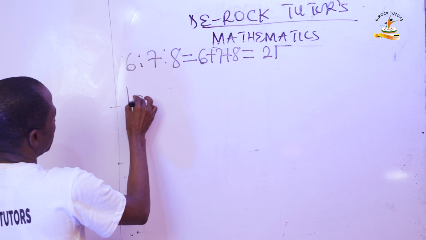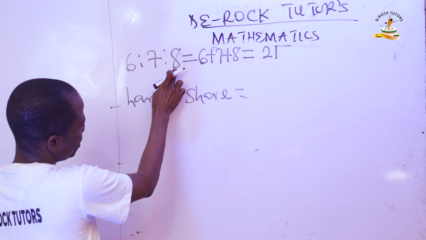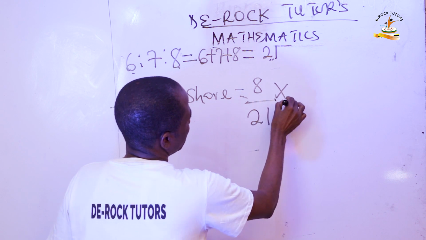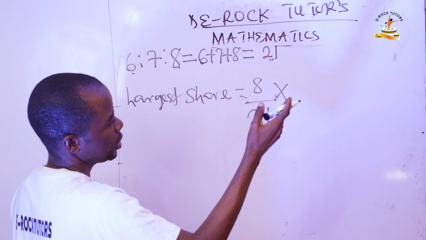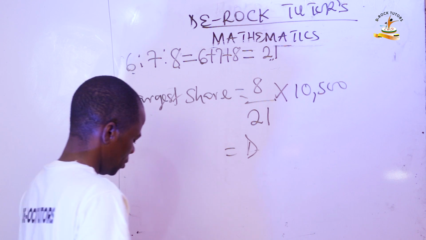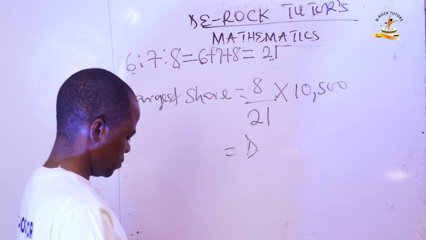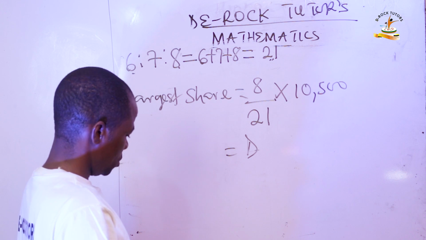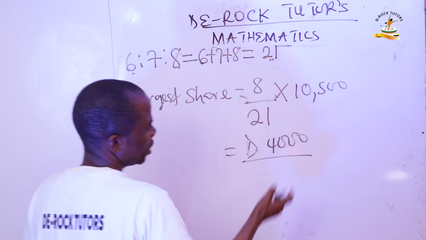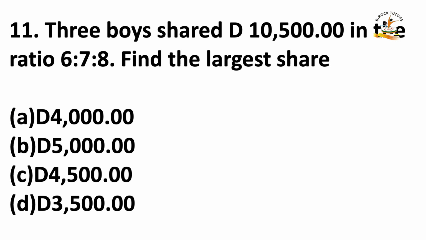The largest share now. Largest share will be the highest ratio, which is 8, all over the sum of the ratio, that's 21, multiplied by the total sum of the money that was shared, that is 10,500. If we use our calculator, 8 times 10,500 divided by 21 will give us 4,000. And if you look at the options, that is option A. So for number 11, option A is the correct answer. Let's go to number 12.